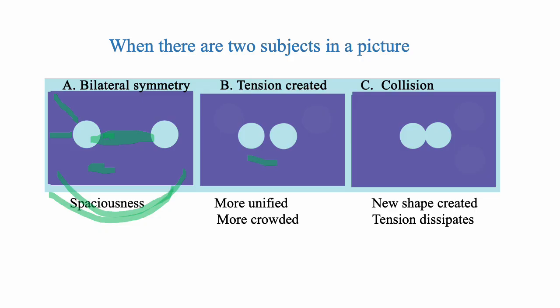As the spots get closer together, tension increases since the viewer sees them as separate, but also as one. As they get closer together, they appear more unified, but also more crowded. And when they touch, they create a new shape, so the tension dissipates. This could result in a static image or a sense of collision.